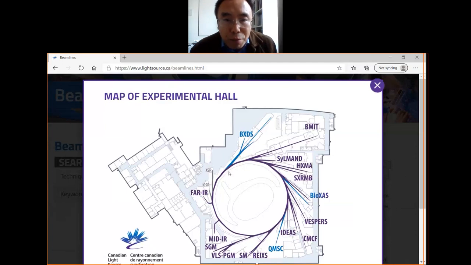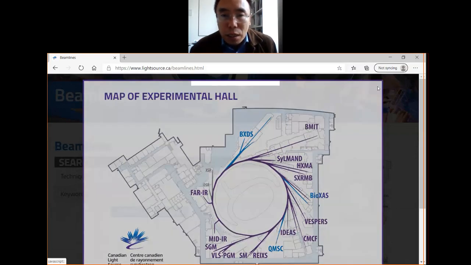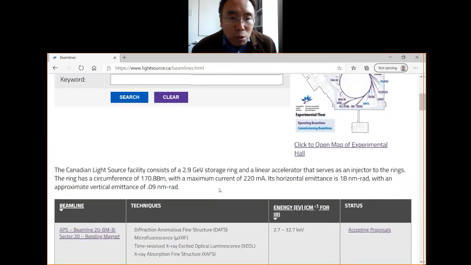Each beam line comes from a magnet here. You have one beam here, and there is another magnet. So each beam line will correspond to one magnet.